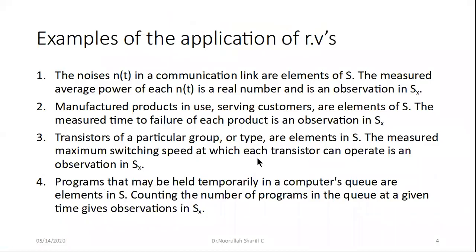Let us see some examples of applications of random variables. First is the noise which occurs in the communication link; these are the elements of S. The measured average power of each noise signal is a real number and is an observation in Sx. So power might be considered as an observation in Sx, whereas noise itself, the different types of noise which occur in the communication link, might be the elements of S. A particular value of the noise at a certain instant of time will become the observation in Sx.